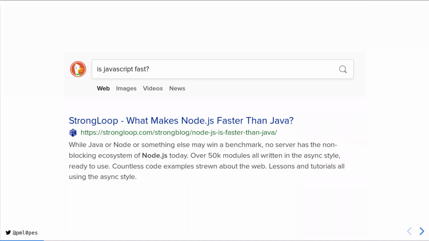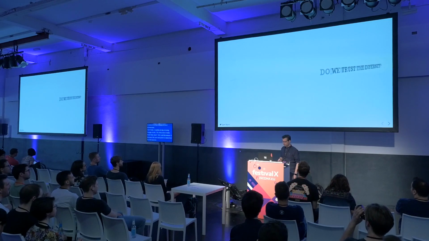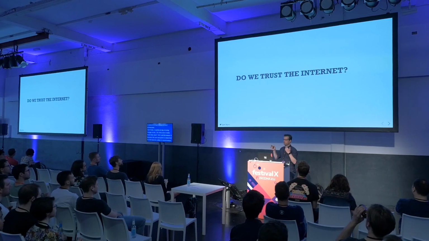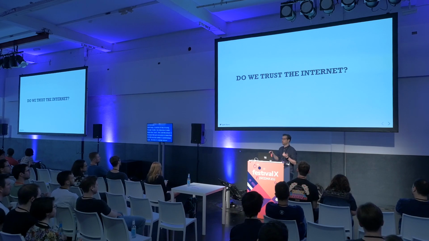And finally, because I could be all day showing Google results, what makes it faster than Java? Well, the answer is because the sync ecosystem has more than 50,000 modules written in a synchronous style. It's kind of a strange answer to the question. But given all these questions, we need to ask, do we trust the internet?